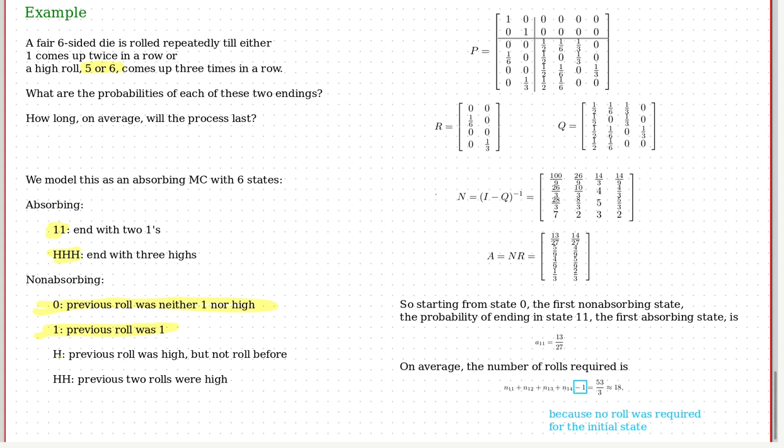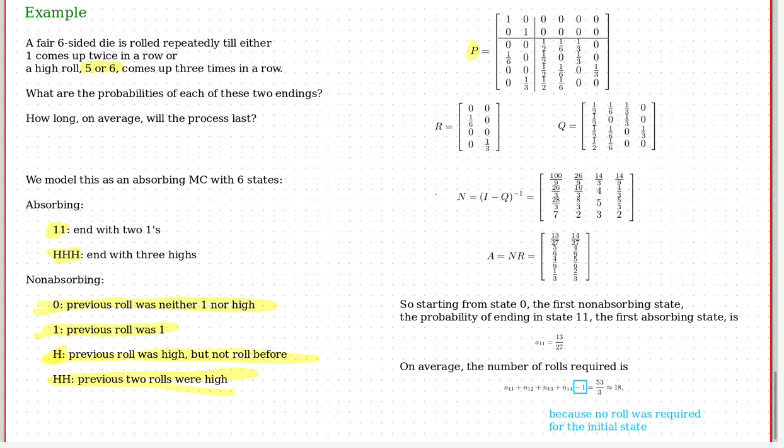If we roll a 5 or a 6, and of course that's a high roll, then we'll be in the state I'll call H, which means the previous roll was high, but not the roll before. So currently, we're working on 1 high roll, and if we roll another high, we'll then have 2 in a row, and that will be my last non-absorbing state, where we have 2 high rolls in a row. In that situation, all you need is 1 more high roll in order to complete the process, right, to reach an absorbing state.